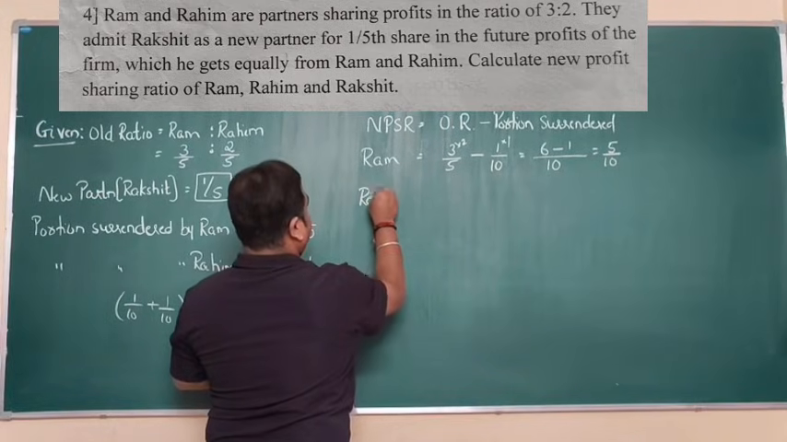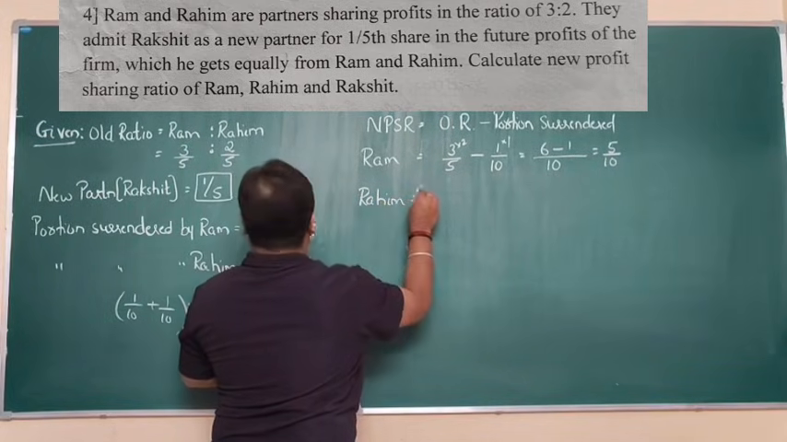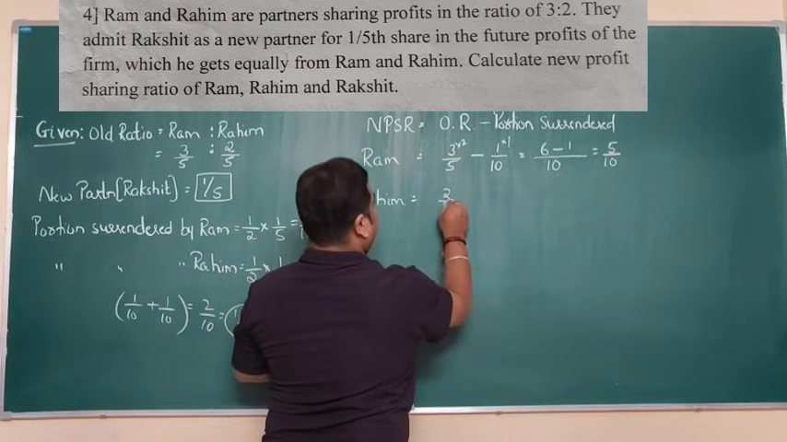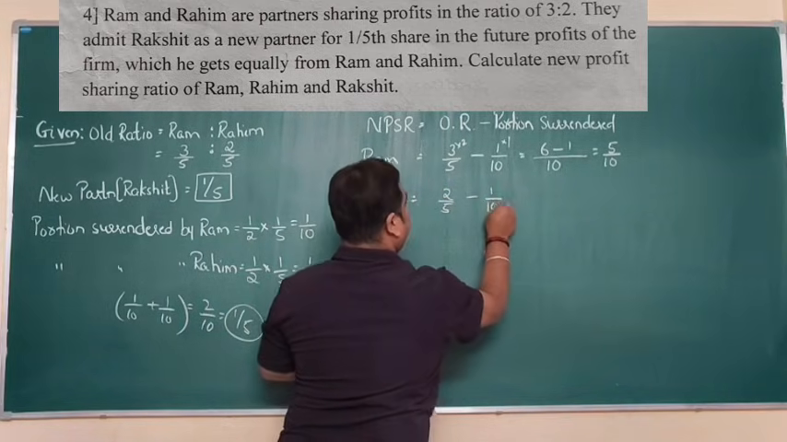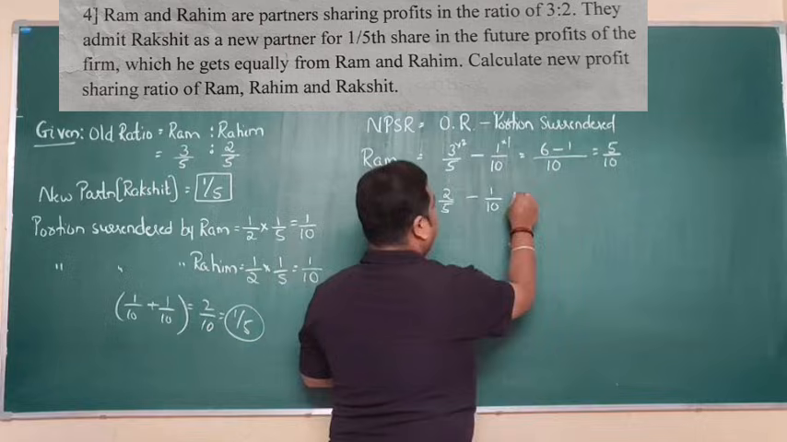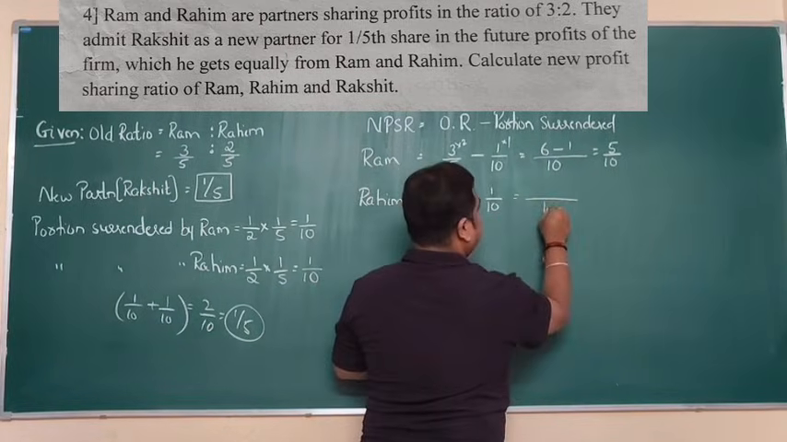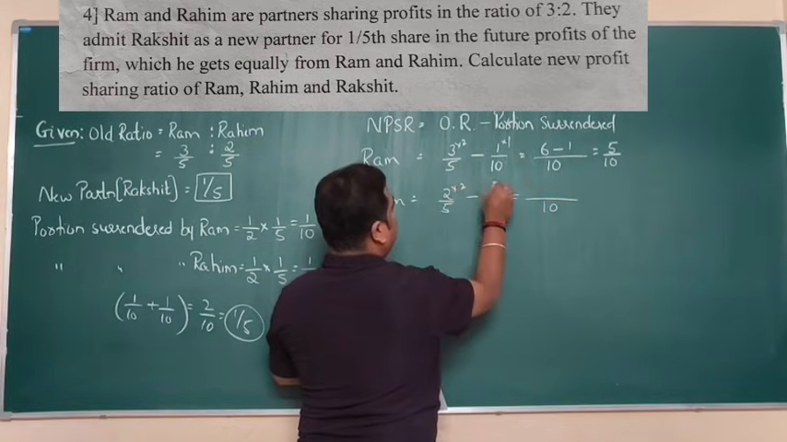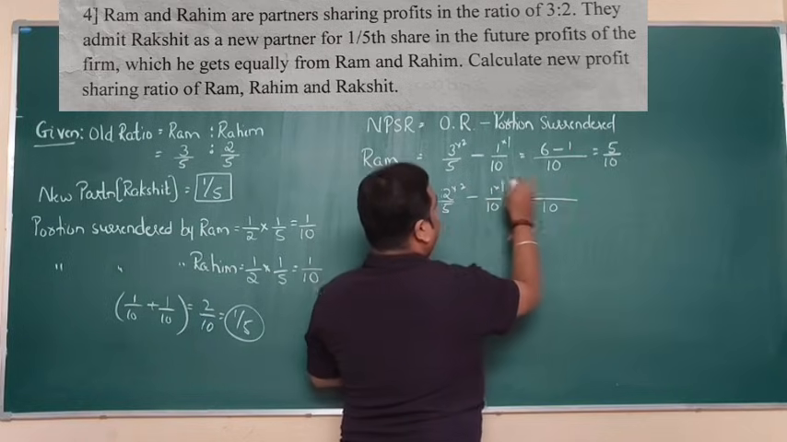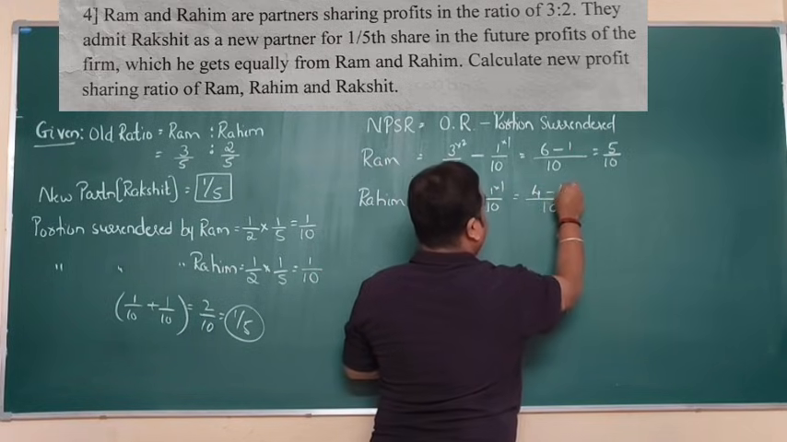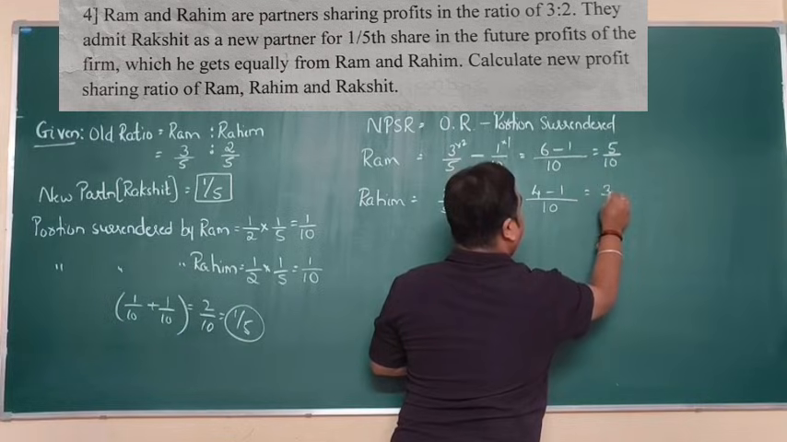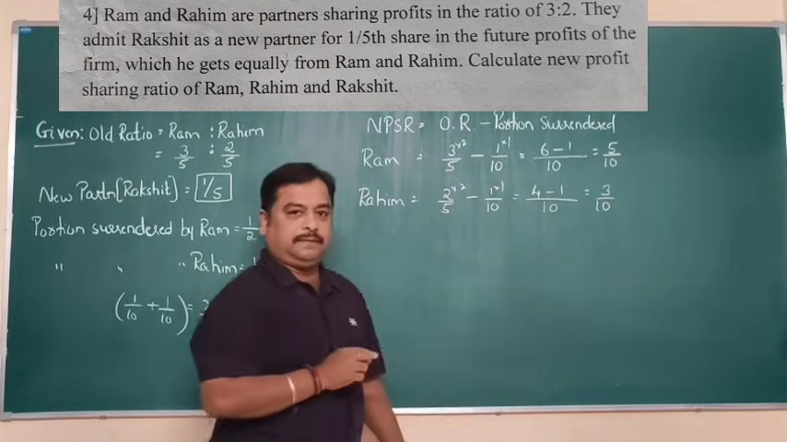Similarly, Rahim, old ratio 2 by 5 minus portion surrendered 1 by 10. Common LCM of 5 and 10 is 10. 5 2s are 10, 1s are 1. 2 2s are 4 minus 1 1s are 1. 4 minus 1 it is 3 by 10.